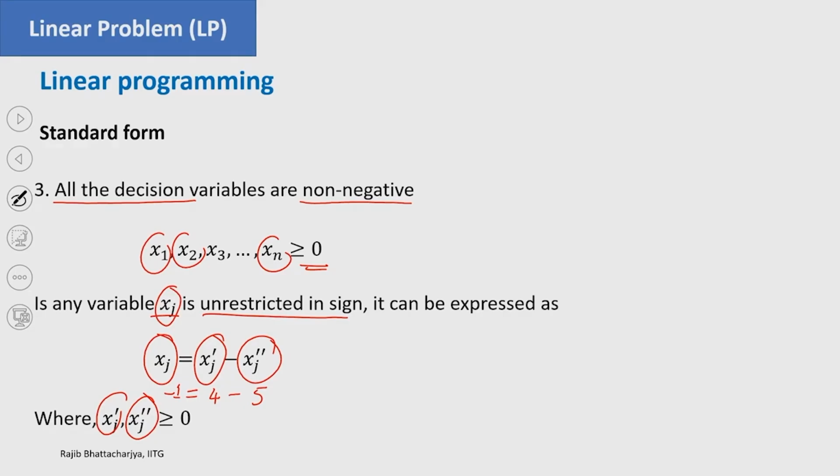So if you have a variable which is unrestricted in sign, I can write that variable like this, using two other variables which are positive, but the result xj can be negative. By using these three rules, we can convert a linear problem to its standard form. So if the linear problem is not in standard form, we can convert it to standard form.